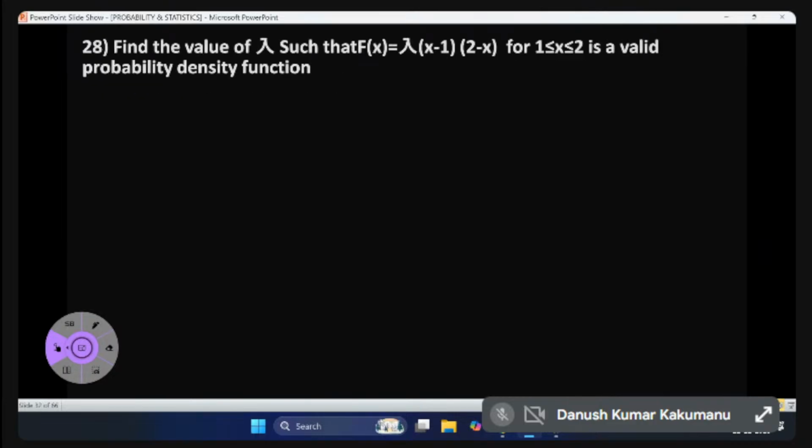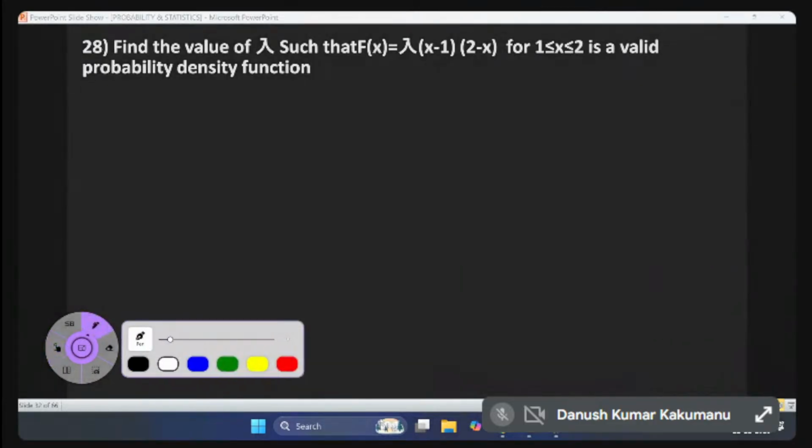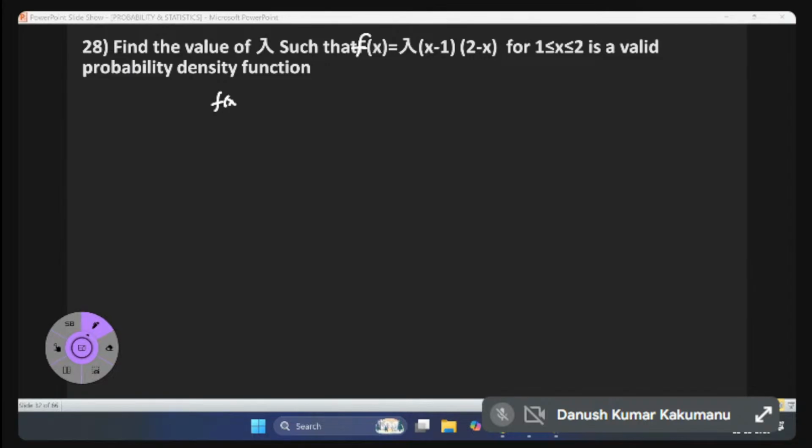Okay, observe this question. Find the value of the lambda such that f of x, this is small f of x, is equal to lambda x minus 1 into 2 minus x for 1 less than or equal to x less than or equal to 2, is a valid PDF. What is the condition for a valid PDF? Area under the PDF is equal to 1. Just use the formula: integral minus infinity to infinity f of x dx is equal to 1.